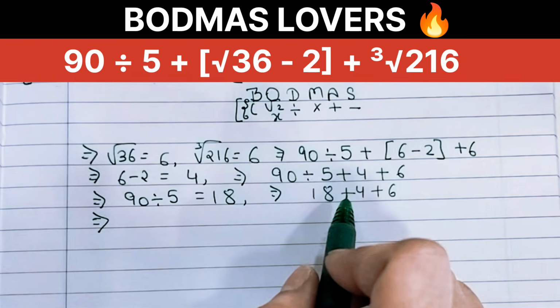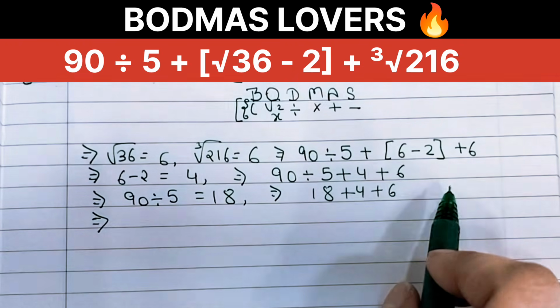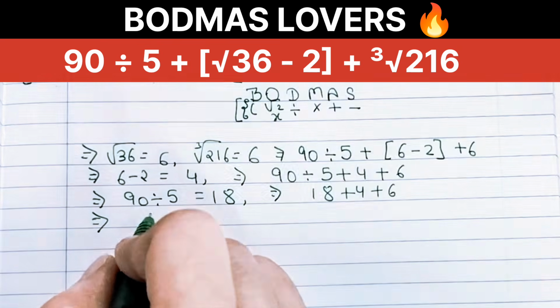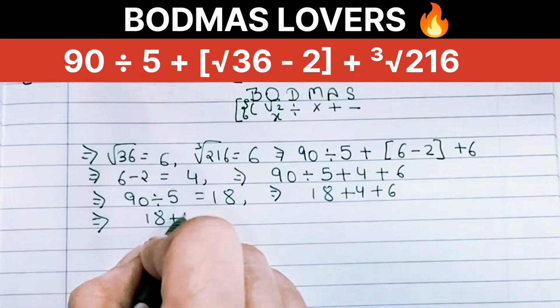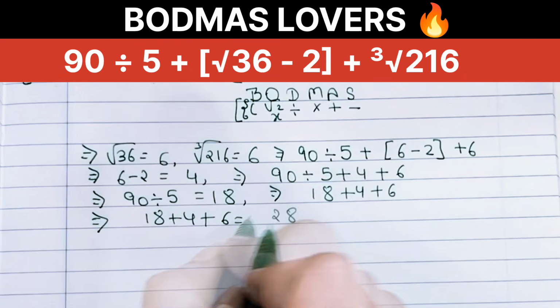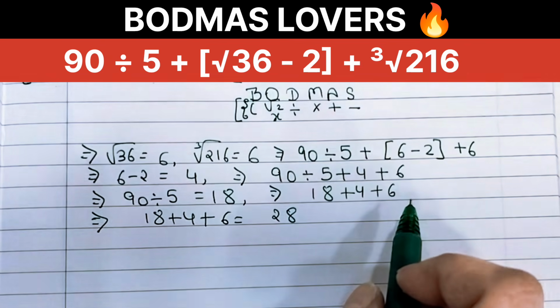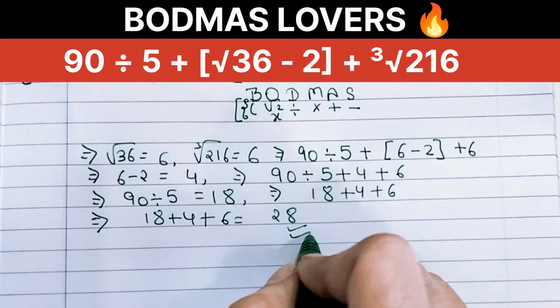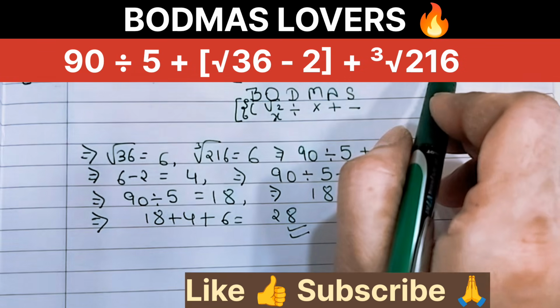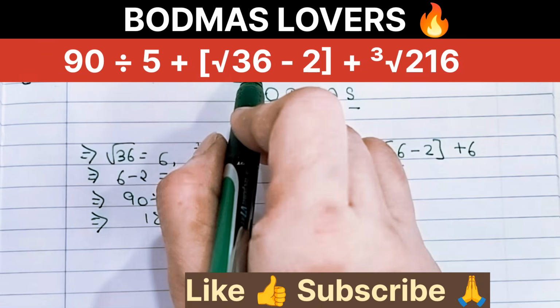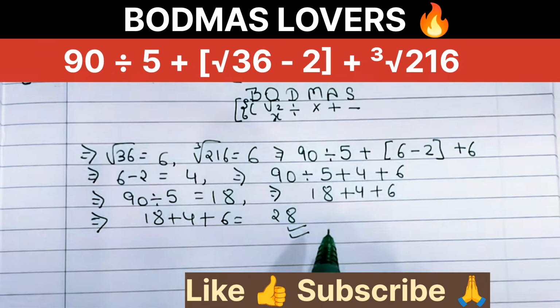Move to next step, perform addition. Add all the remaining numbers together from left to right. So now 18 plus 4 plus 6, and the result becomes 28. Addition is the final operation left to perform, and now 28 is the final result. So now according to this expression, by using the BODMAS sequence, the final simplified value for this expression is 28. And I hope it is clear.